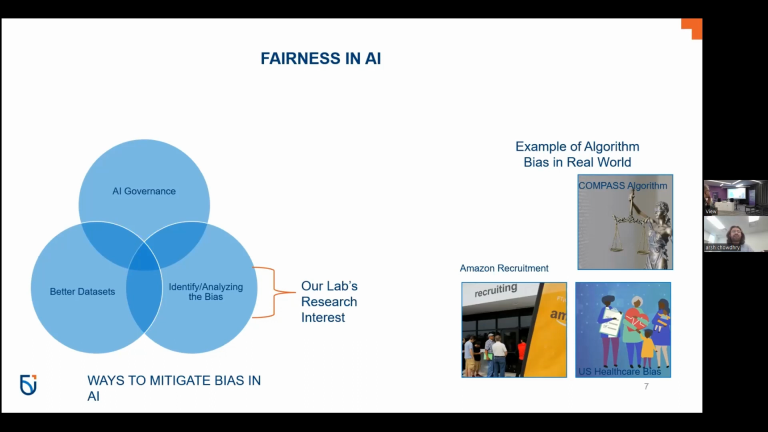Now, how can we mitigate this bias in artificial intelligence? There are many ways, like having better governance and better guidelines, like the EU guidelines, which were published in 2019, and many more such guidelines. The second way is to have better data sets, and the third is to identify and analyze the bias and then mitigate it. And that is where our lab is interested in doing the research: to identify the bias, analyze it, and then in the later stage mitigate that bias from machine learning systems.